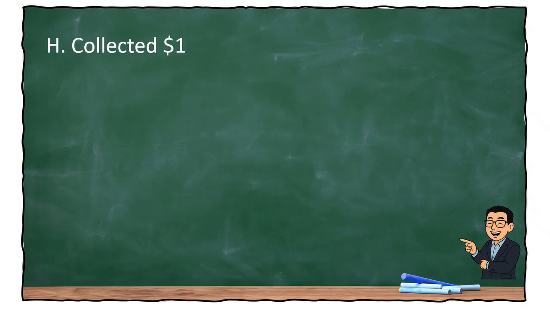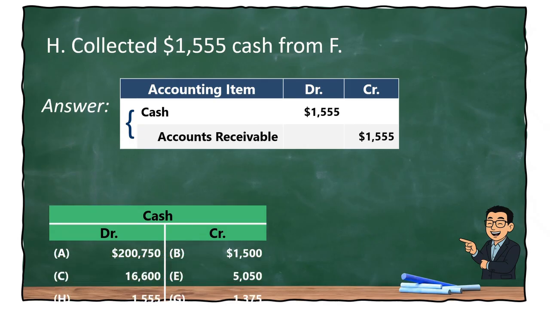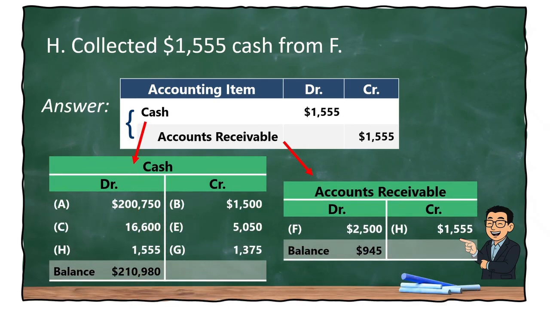In transaction H, the company collected $1,555 in cash from the customer billed in transaction F. The cash account is increased with a debit of $1,555, and the accounts receivable account is decreased with a credit for the same amount. The updated cash balance is $210,980, while the accounts receivable balance is reduced to $945.